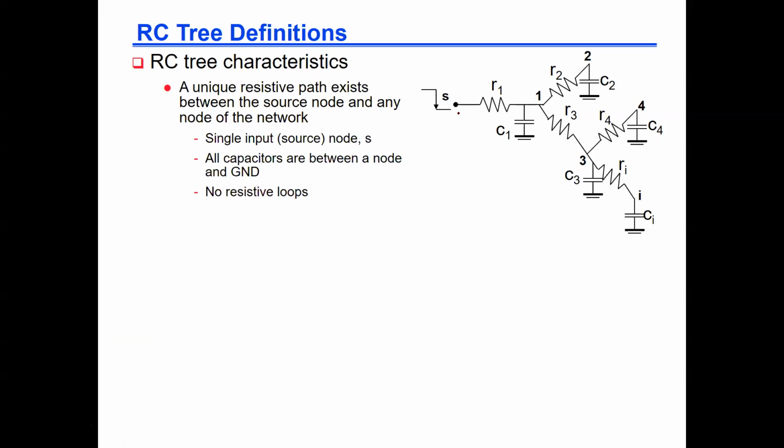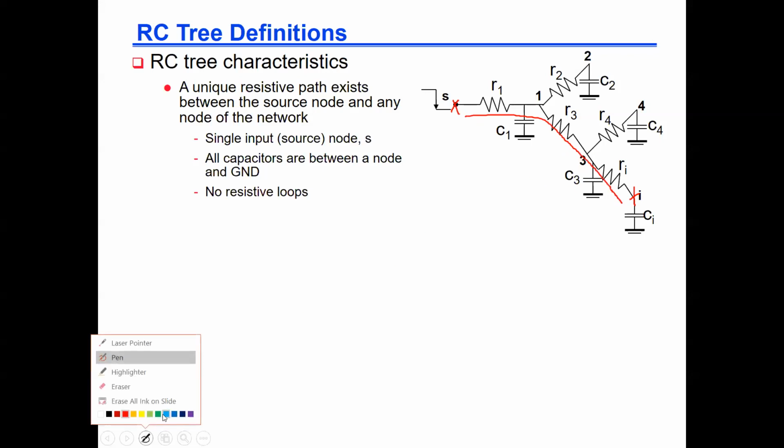And if my main delay that I'm trying to find the time constant for is between two nodes, S and I, and this is the main path, then every capacitor, whether it is on the path or off the path, will be multiplied by the shared resistor path.